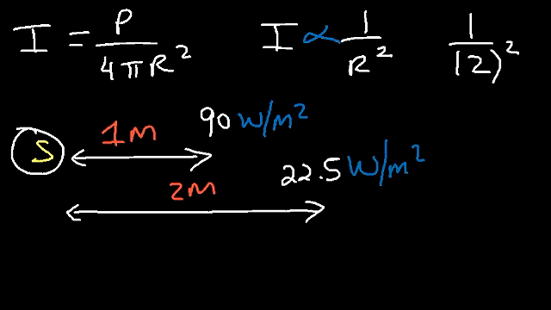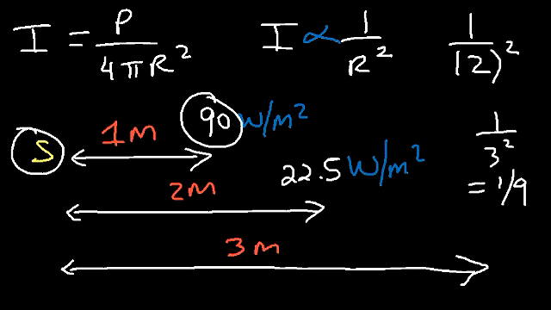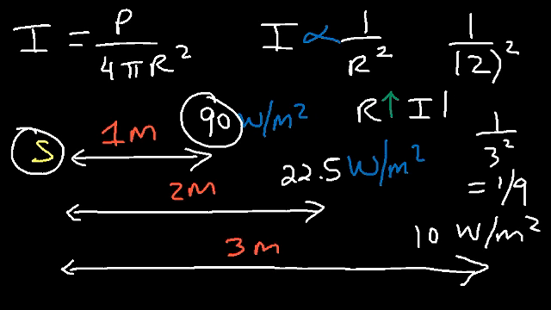Now what if you triple the distance? What happens to the intensity of the sound wave? So 1 over 3 squared is 1 over 9. So it's going to reduce by a factor of 9. So to find it, divide this number by 9. So it's going to be 10 watts per square meter. So as you can see, if you increase the distance, the intensity decreases. Likewise, if you decrease the distance, the intensity will increase.